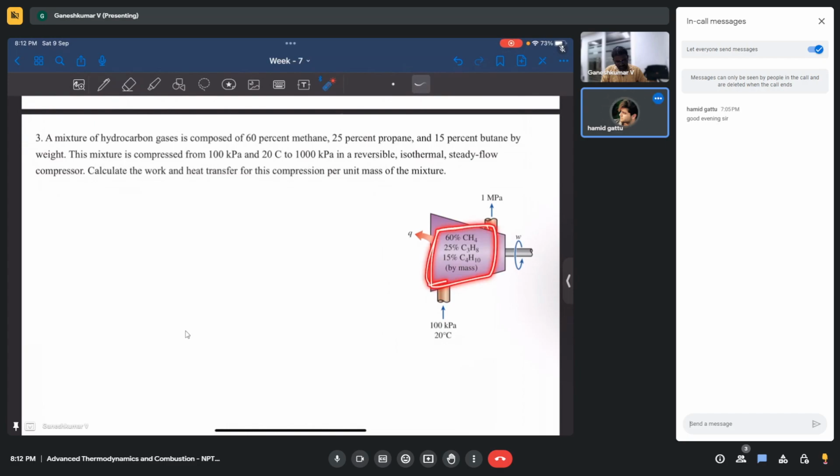Sir, in a power plant, I guess. So in a power plant, what do we do?